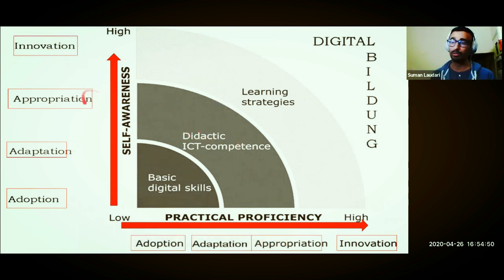When you reach the stage of appropriation or innovation, you also think about learning strategies. Finally, digital bildung bhaneko chai ethical ra socially ra culturally ethical practice bhanna khojeko ho.